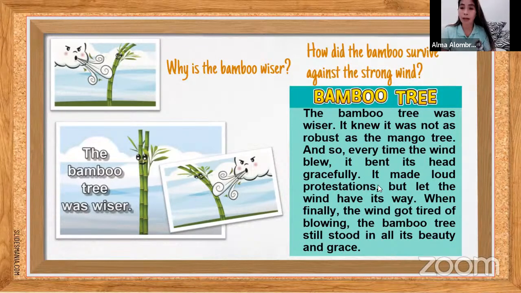Now you can find the answer here in the excerpt. What did he do to survive? Now the answer is already here, and I already taught you how to quote or cite a textual evidence. Anyone? You can just go back and read here. What specific action did the bamboo do to survive the onslaught of the strong wind?